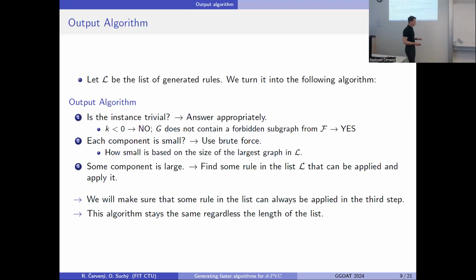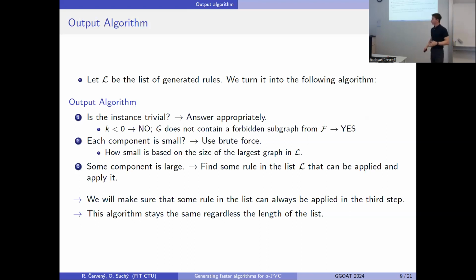Yes. So for the output algorithm to be correct, we need to make sure that in the list there is always at least one rule that can be applied to this large component. Yeah, and we will ensure that somehow. And of course, this is the implementation requirement. We require that this output algorithm stays the same regardless of how long this list is. That's an implementation thing.